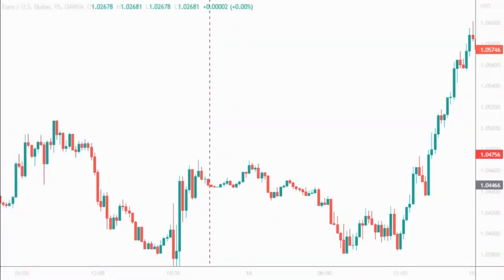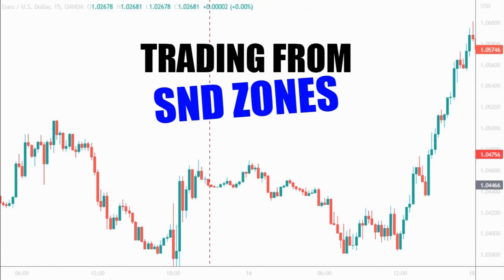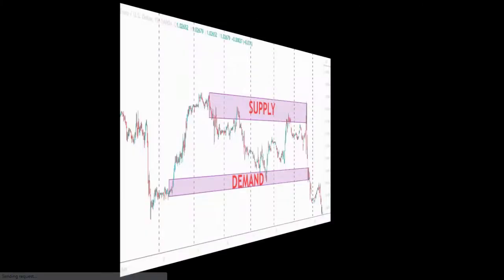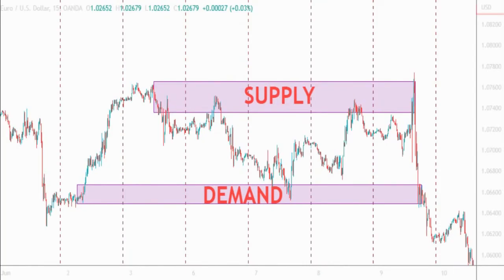So without wasting any time, let's jump right onto the screen. So for this strategy, we are not going to be using any indicators. Instead, we are going to be trading from your S&D zones, which are your supply and demand areas. Now that means that we are going to be trading pure price action.